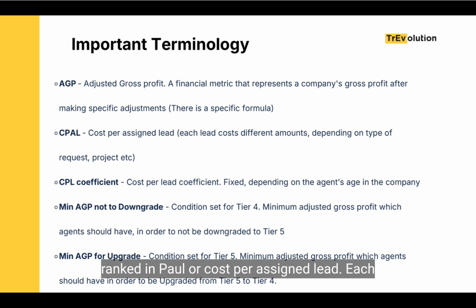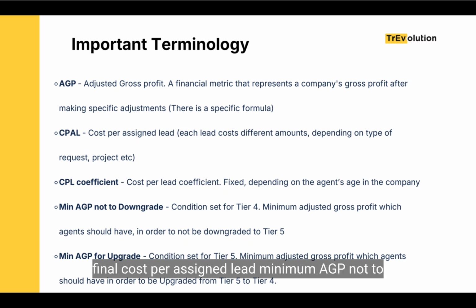CPAL, or Cost Per Assigned Lead. Each lead costs different amounts, depending on type of request, or project. And as the name suggests, how much do we pay for each lead? CPL coefficient, or Cost Per Lead coefficient, is fixed, depending on the agent's age in the company. It influences the final cost per assigned lead.